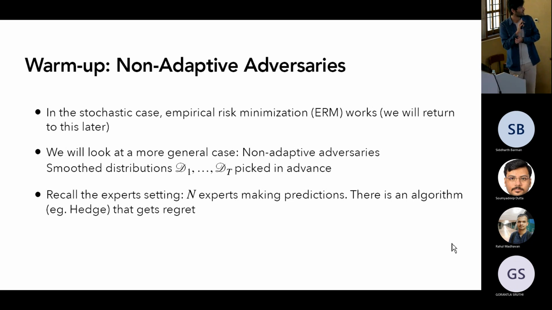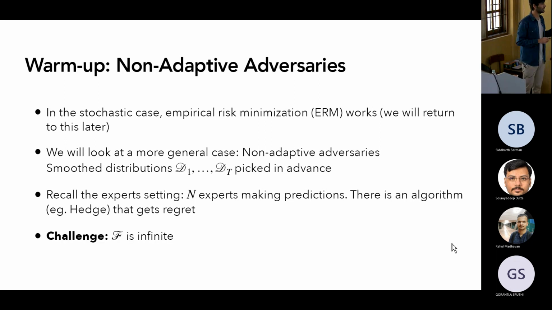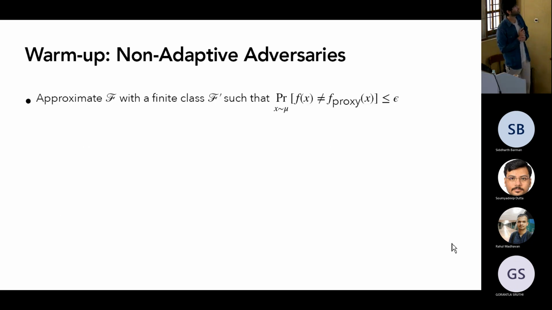There are algorithms that give you a regret that is like square root t times log n. The issue here is that f is infinite, so there are infinitely many experts. So you're trying to predict with the prediction of one of these f's. It's like the n expert setting, where n is maybe really large, infinite. Does that make sense? Cool. So what do you do?